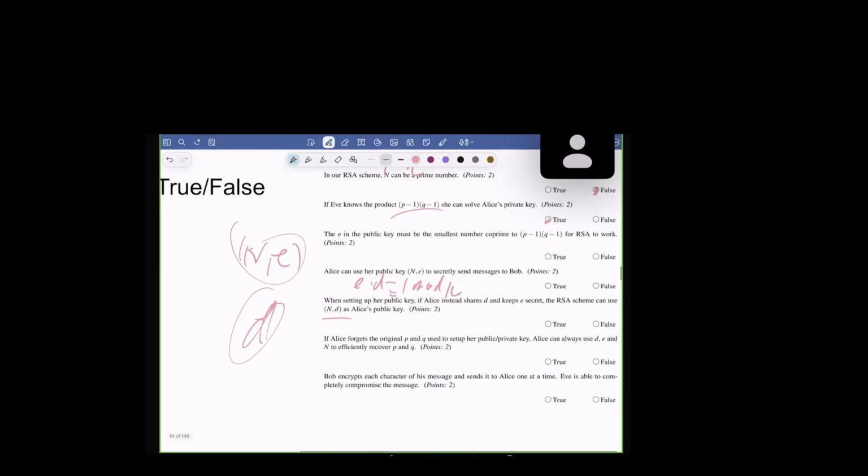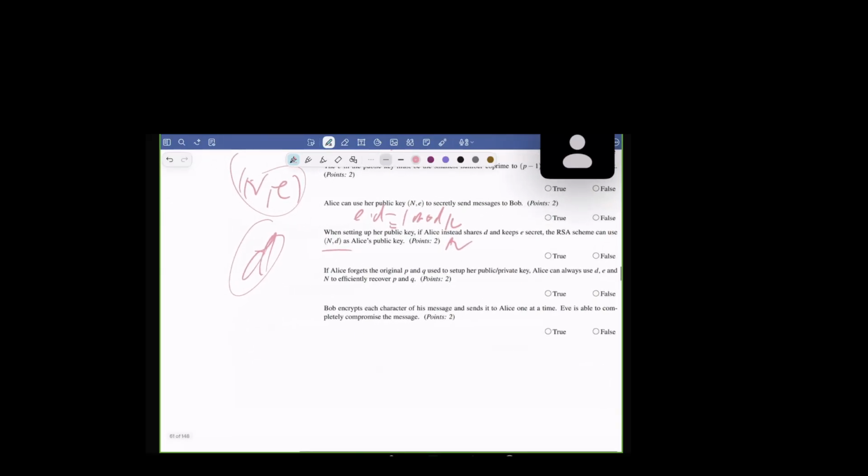So if Alice somehow forgets the original P and Q used to set up her private and public keys, can she always just use D and E to recover them? Is there any recovery mechanism to this? If I were to just give you N, could you somehow find me P and Q? No. Exactly. So because of this, you can't recover it. And the point is you can't recover it. If you could, it would ruin the point of this game.